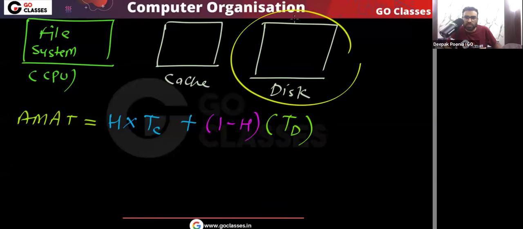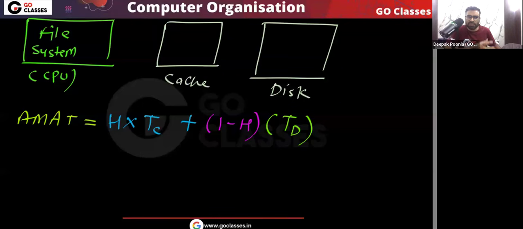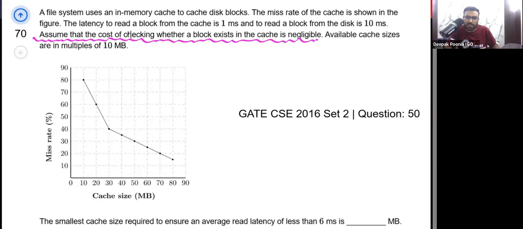In this question, you can assume that the disk is basically the main memory and the file system is basically the CPU. That kind of mapping you can assume if you want. But anyway, this is the formula for average memory access time. I hope you understood how this formula comes. This line is very important, that the cost of checking the cache memory is actually negligible. Is this clear? Now let's solve this question.